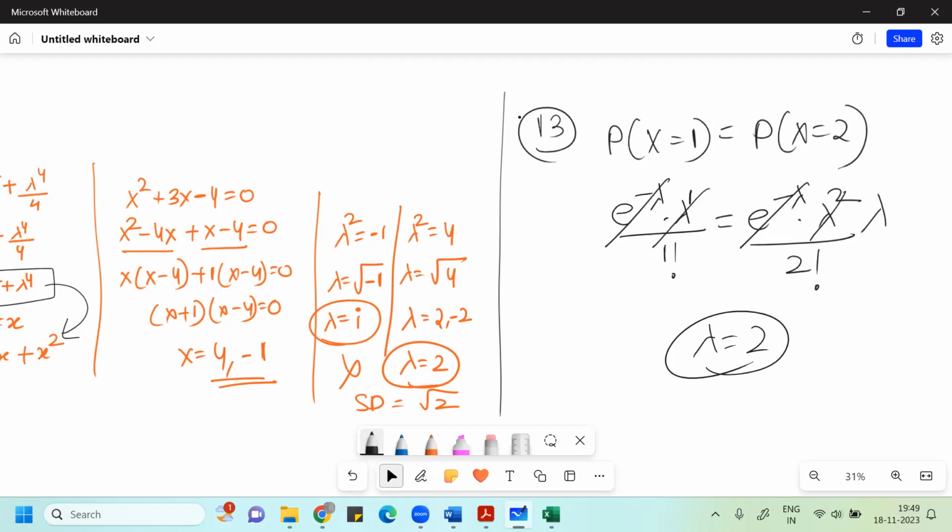Any doubt? Varsha, any doubt? Santosh, Nisarg, Sinchana, any doubt?